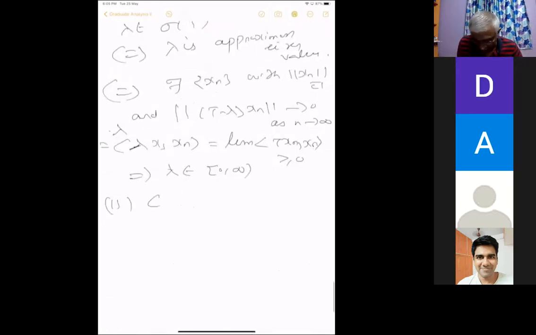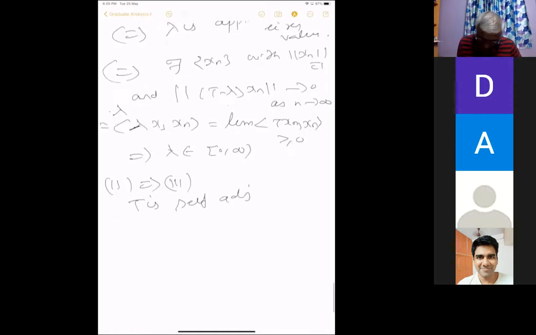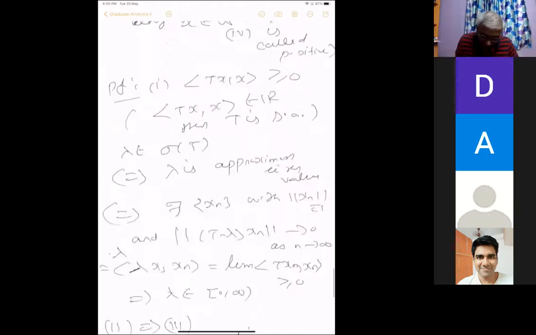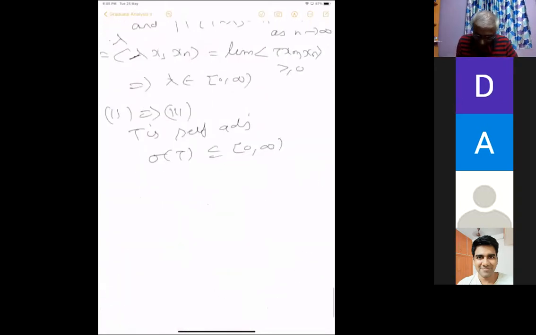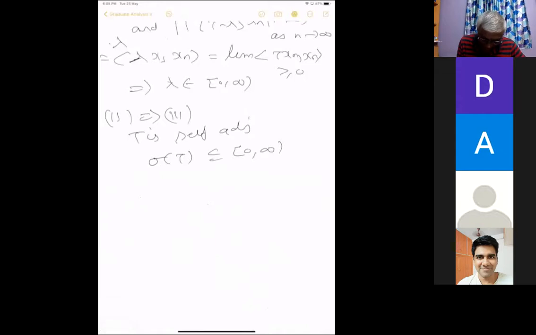So consider the functional calculus. So 2 implies 3. We are assuming that T is self-adjoint and sigma of T is contained in 0 to infinity. That's the assumption of 2, and we want to prove 3. Then consider the function.